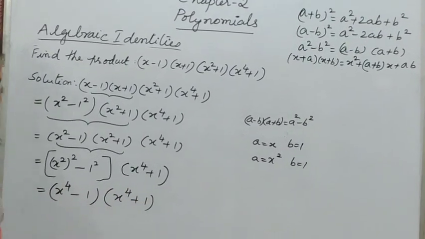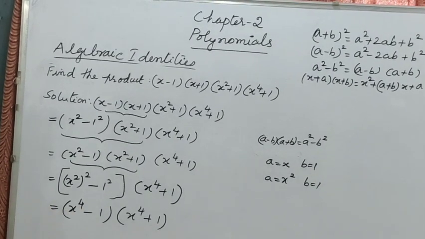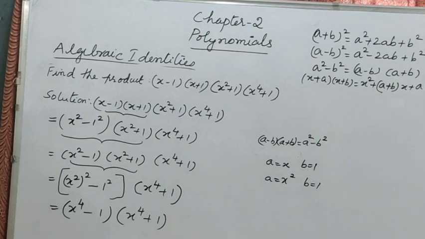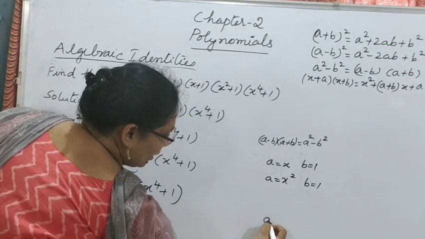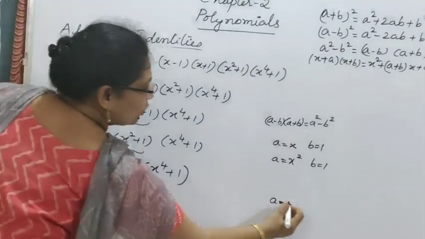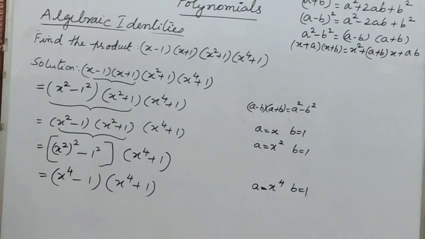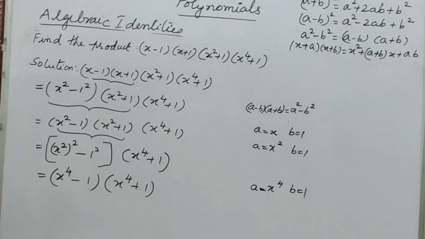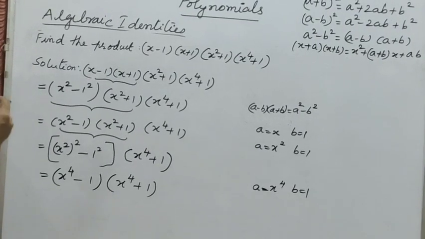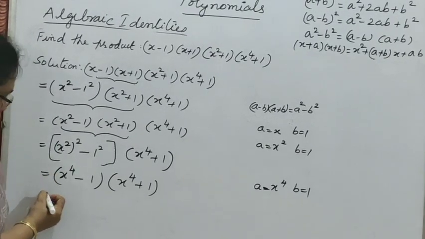Now you tell me, again this is in which form? a minus b into a plus b form, right? So again we can change a and b here. What is a here? x raised to 4. What is b here? It is 1. So the same identity we are using, and in each step you can see that b is almost 1 in all the cases, but a is changing. Now a is x raised to 4. So what can we write?